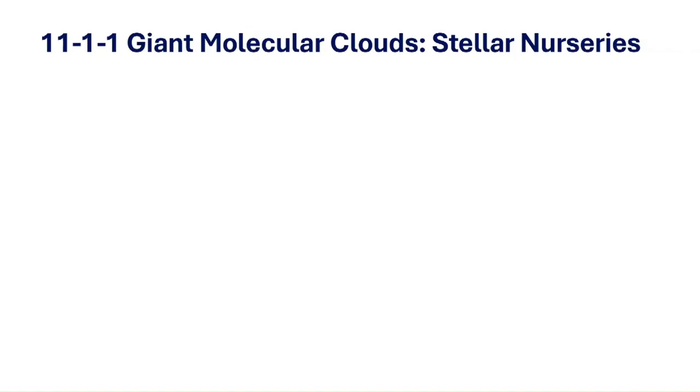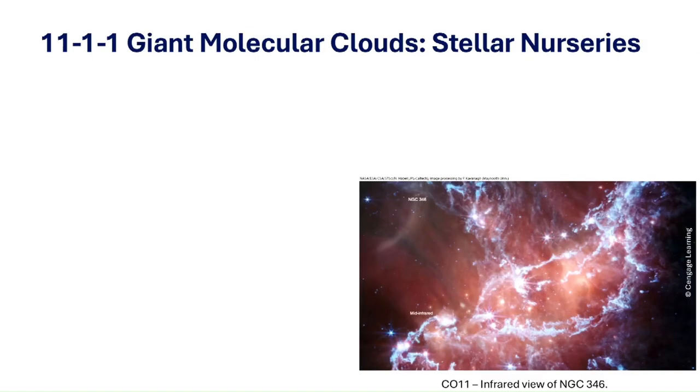First, take a look at this infrared image of NGC 346 from the James Webb Space Telescope. Now before I explain, here's a question. What do you think we can see in infrared that we cannot see in visible light? It is the cold dust and protostars hidden inside dense clouds, right?